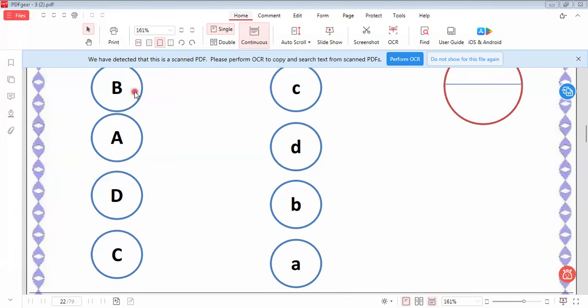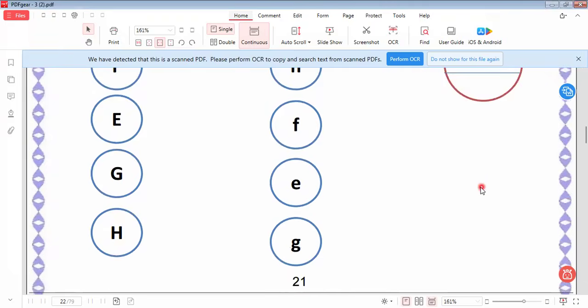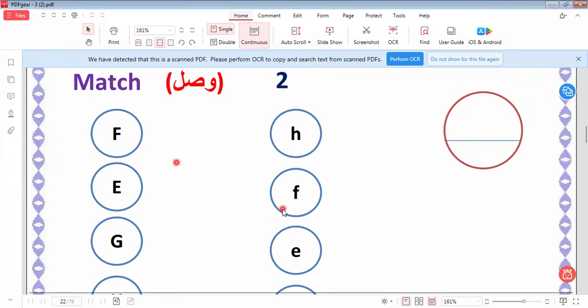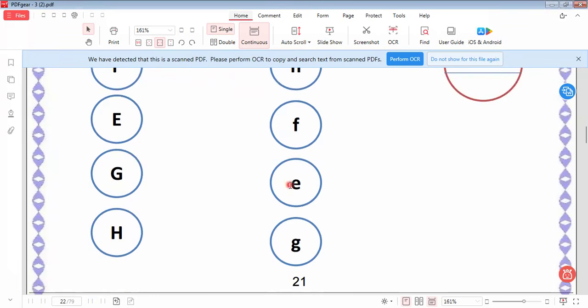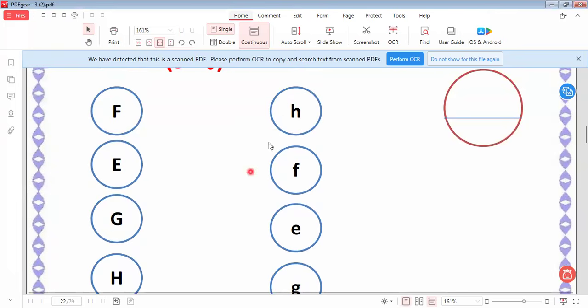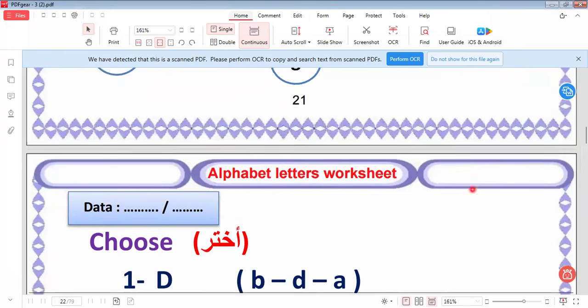Here is capital B, where is the small b? This one. Capital A, where is small a? This one. Capital D, this is capital D and small d. Capital C and small c. Let's go to another one. Here is capital F, where is the small one? This one. Capital E, this one is small e. Capital G and small g, and capital H and small h. Let's go to another one.